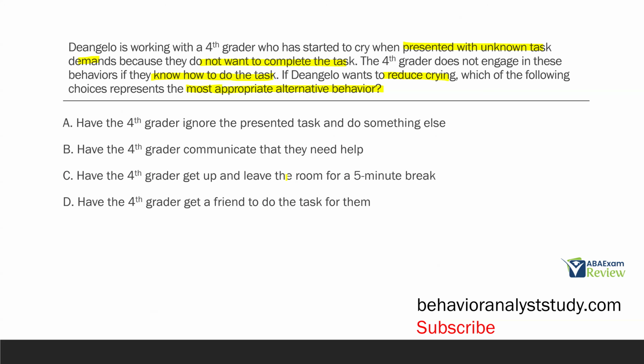And then D, have the fourth grader get a friend to do the task for them. D is just another way of escaping the task. And while the task might get completed, the fourth grader is not actually doing it. And so they're never going to learn how to do the task, which would reduce crying if they did it themselves. So the most appropriate behavior, given all the information, is B. Have the fourth grader communicate that they need help.